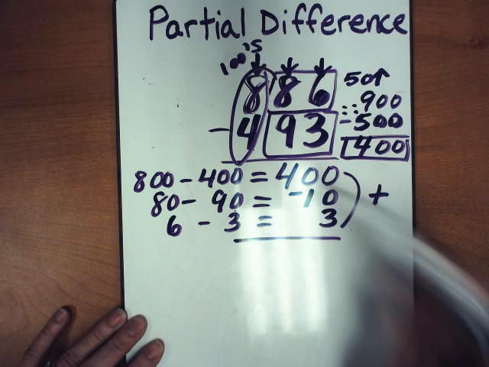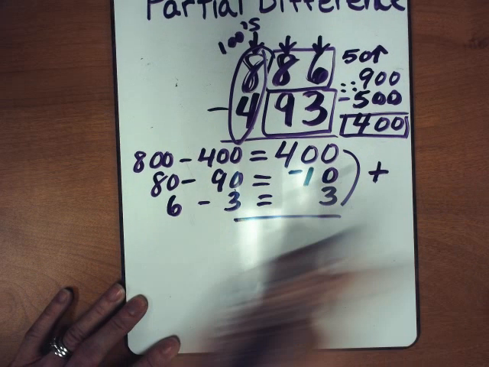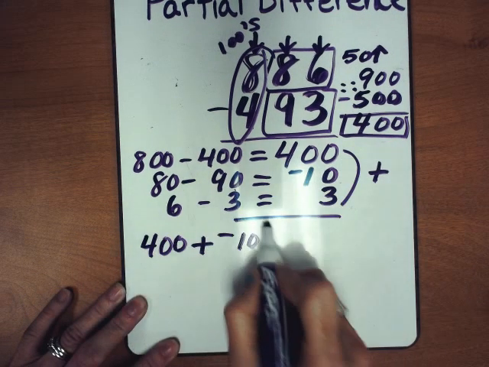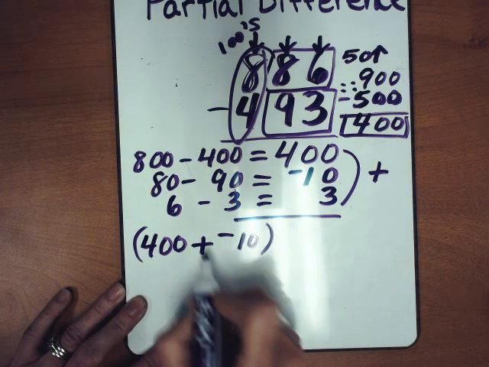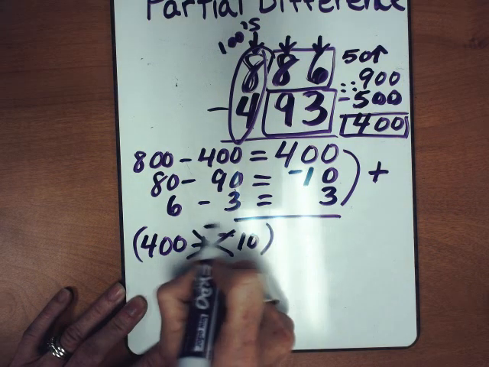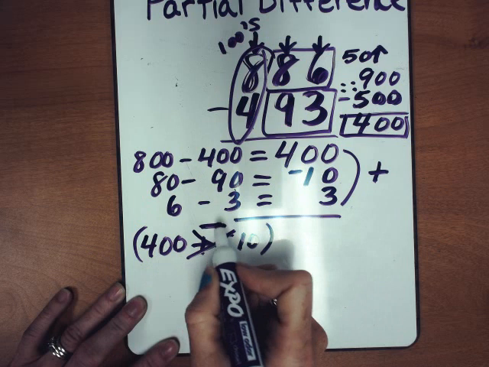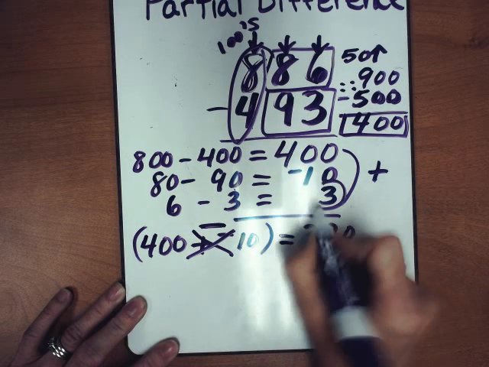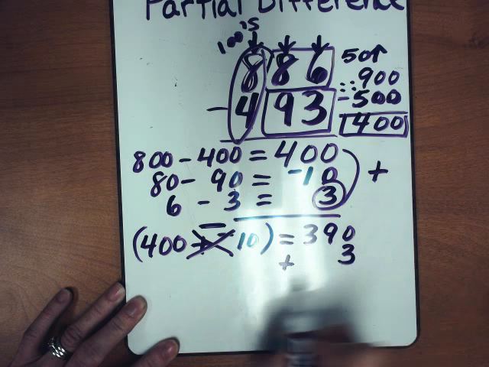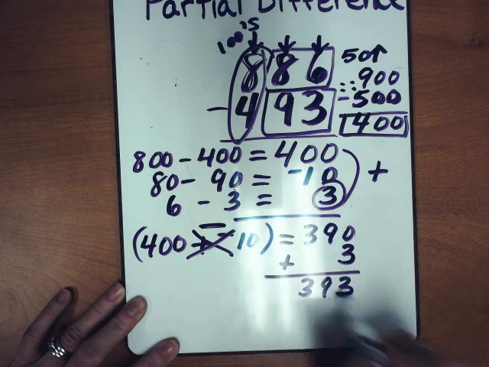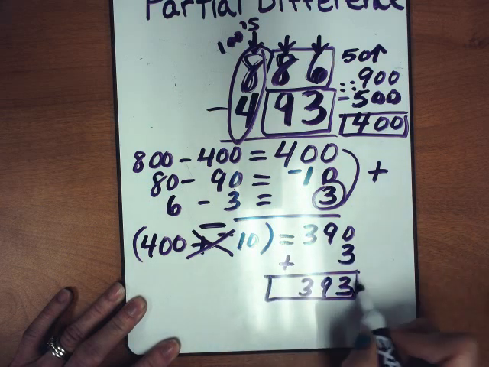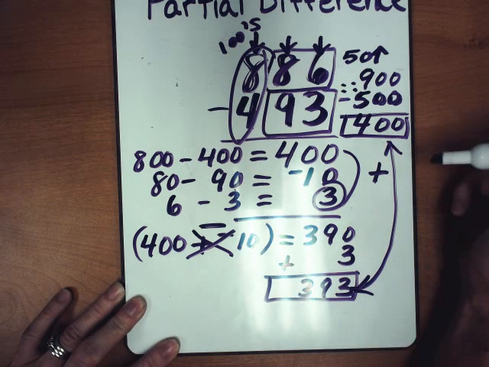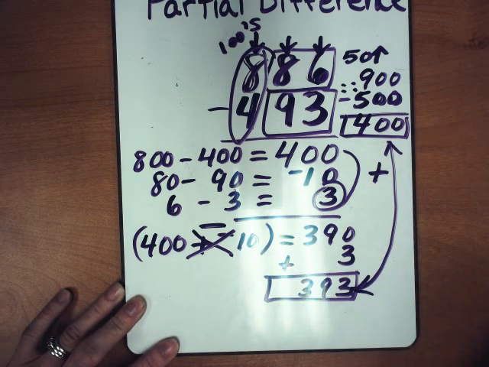Parentheses first, like Mrs. McGuire said. So we're going to start up here. We're going to write 400 plus a negative 10. Put that in parentheses. And plus a negative is the exact same thing as saying subtract. So 400 minus 10 equals 390. And then we're going to add our 3, and then we get 393. And we say, is 393 close to 400, our ballpark estimate? It is. And there we go.